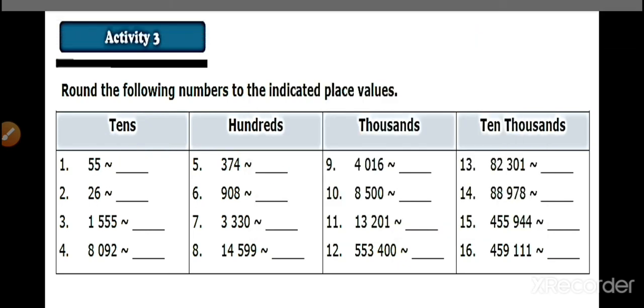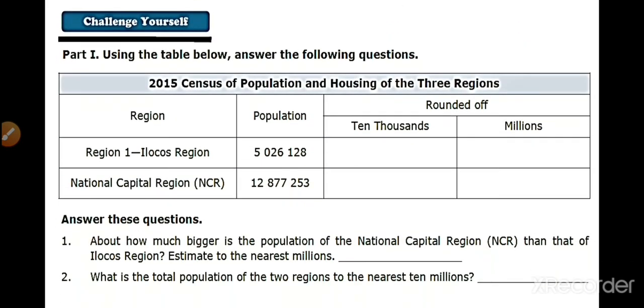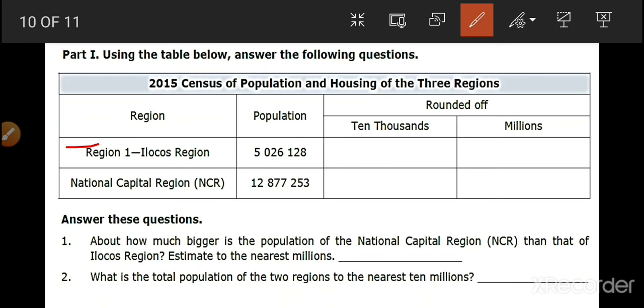If you are done answering with this, then let's proceed with challenge yourself. Using the table below, answer the following questions. So we have here 2015 census of population and housing of two regions, namely Region 1, the Ilocos region, and the National Capital region. So we have here the population, 5,026,128 for the Ilocos region and 12,877,253 for NCR.